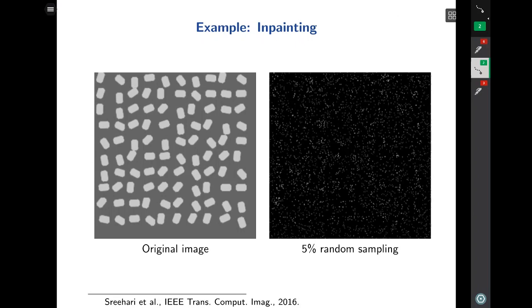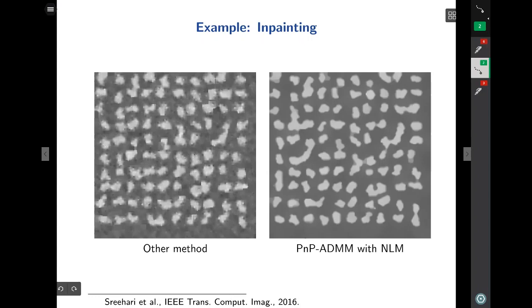Sreehari et al. consider the setup of image inpainting. In this setup, given this original image, we are only able to observe 5% of the pixels. The observed pixels are chosen randomly. While other existing methods can perform inpainting and get a reasonable recovery, plug-and-play ADMM with the modern denoiser non-local means accomplishes a much cleaner recovery.